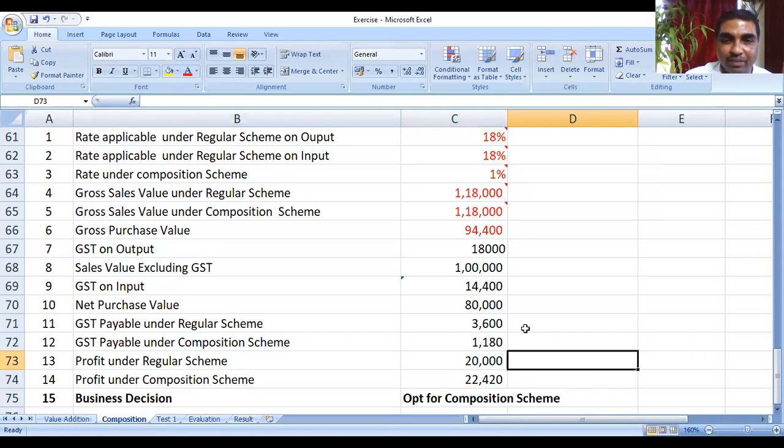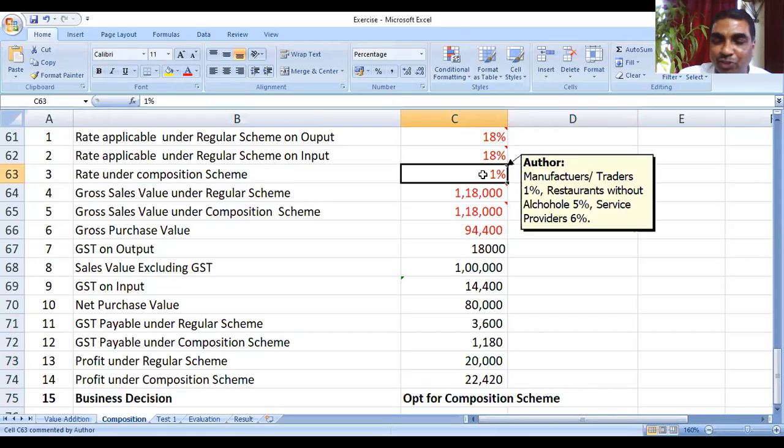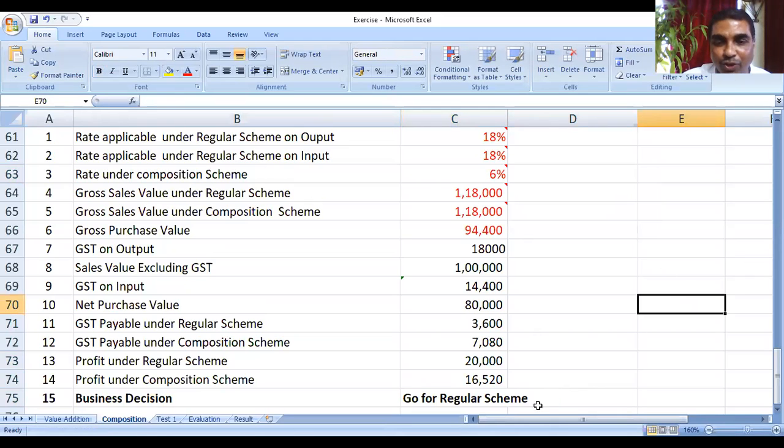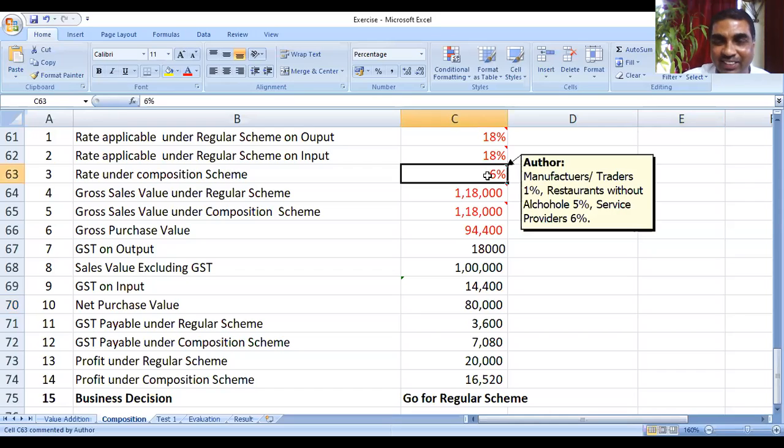Let us say instead of 1%, I am changing it to 6%. Okay, it's a service provider, let us say. You see what is the answer? Go for regular scheme. Are you seeing? Automatically it is happening.